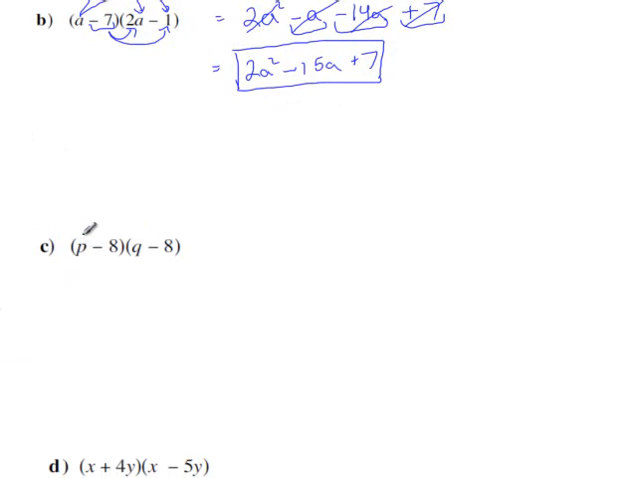Next question. Same procedure as before, so p times q is pq. If you have two letters, it doesn't matter the order. P times negative 8 is negative 8p. Negative 8 times q is negative 8q. And negative 8 times negative 8 is positive 64, because a negative times a negative gets you a positive. So don't forget to check your signs.